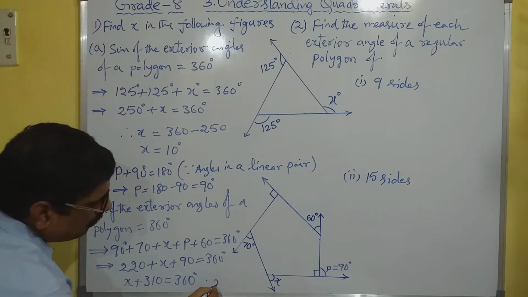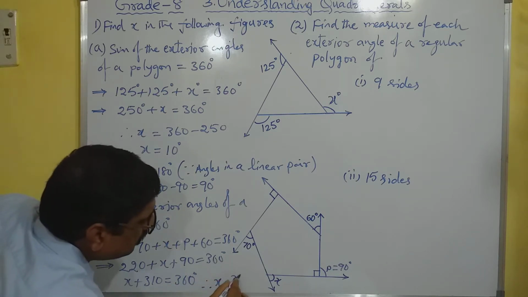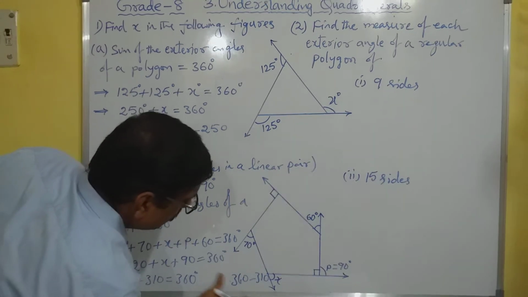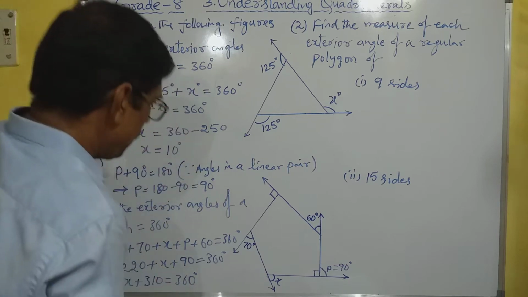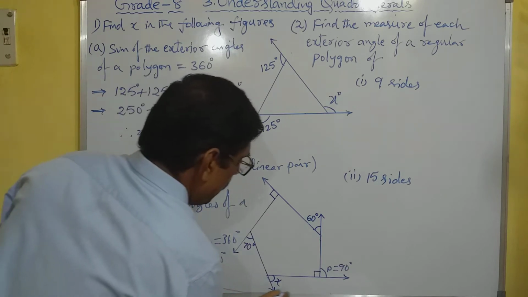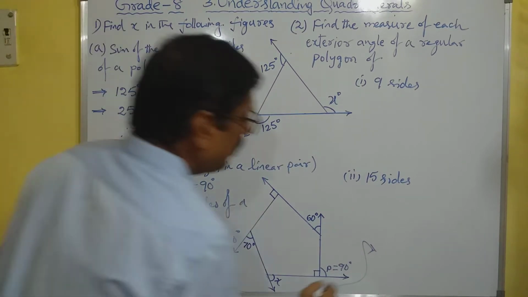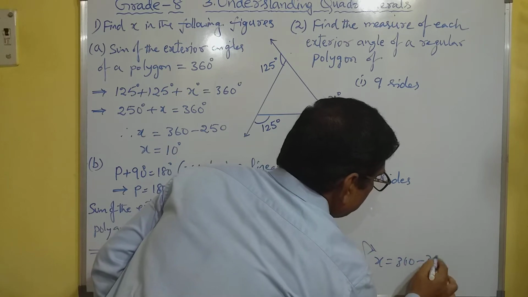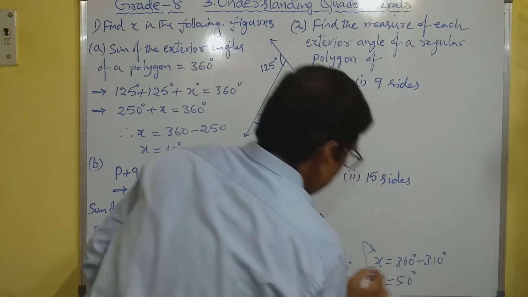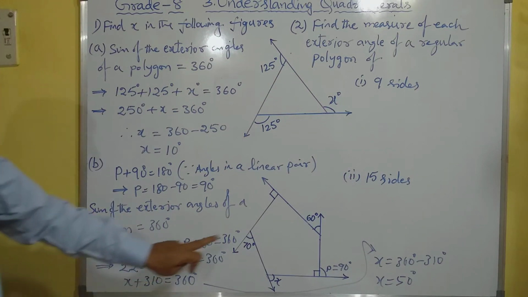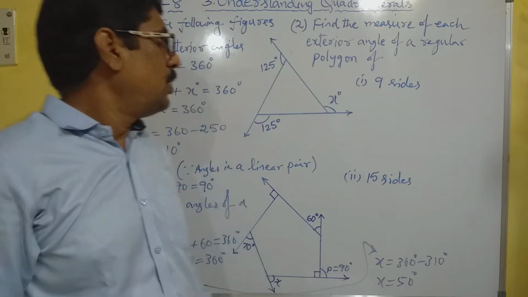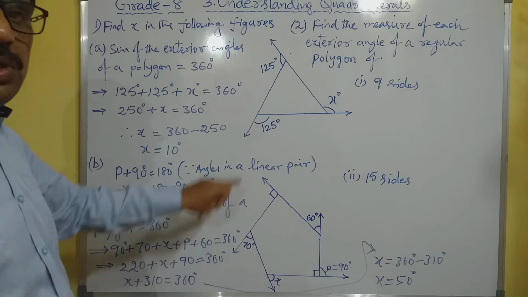Therefore, what is the value of x? 360 minus 310. Here we don't have sufficient place, so let me write here. x is equal to 360 minus 310 degrees, that is equal to 50 degrees. So the value of x in this diagram is 50 degrees. Okay, so we have finished the first 2 problems.